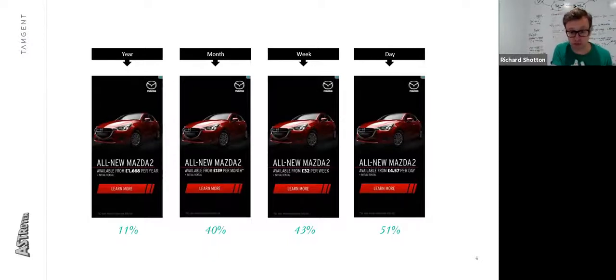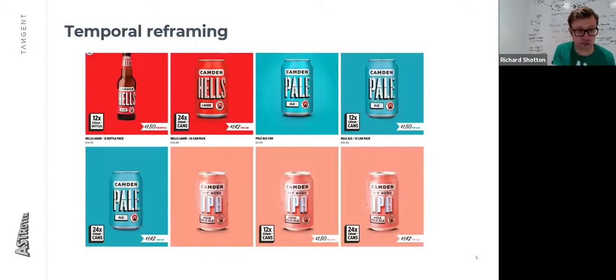Or it doesn't just have to be if you're a service. If you are a brand and you're selling a product, well, you can still apply this idea maybe a bit laterally. This is the Camden Hells website. Rather than talking just about their price per case, they turn it into a per can cost. Now, to me, that's an example of temporal reframing. They're taking the same underlying cost and they're making it feel more palatable.